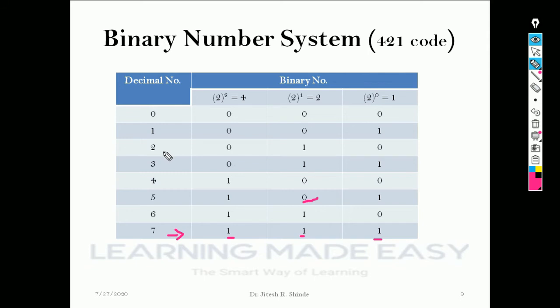Say I want decimal number 2. What is its equivalent binary number? Again we'll take the help of the 421 code. Corresponding to this 2 we'll write 1 here, and here 0 and 0 have been written. So the binary equivalent code of decimal 2 is 010. On the same line, for 1, corresponding to 1 I am writing 1, because we are not involving 2 in the addition, nor 4. So the binary equivalent of decimal 1 is 001.